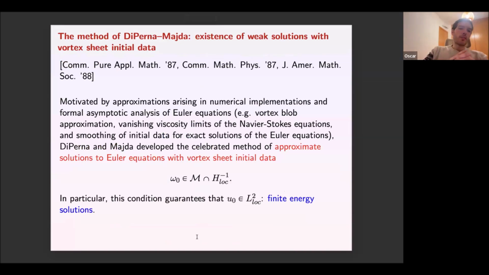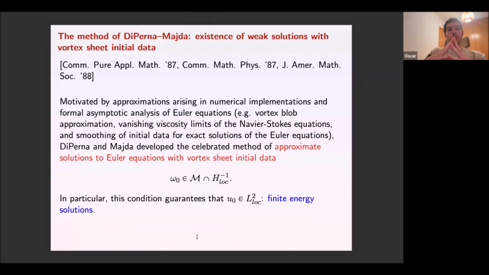Now, the basic question is, can we guarantee the existence of weak solutions of Euler equations? And if yes, how can we construct these solutions?